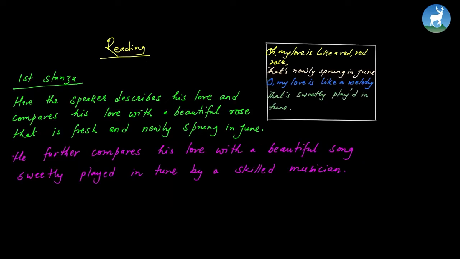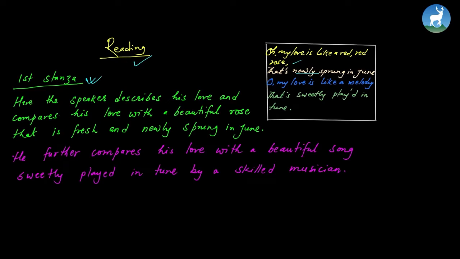So let's go with the reading of the poem. Oh, my love is like a red, red rose that's newly sprung in June. Oh, my love is like a melody that's sweetly played in tune. This is the first stanza of this poem.